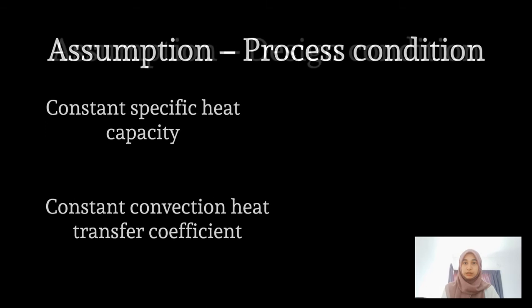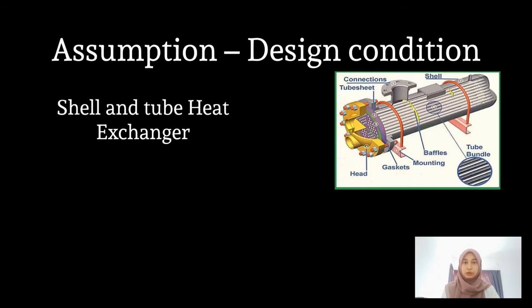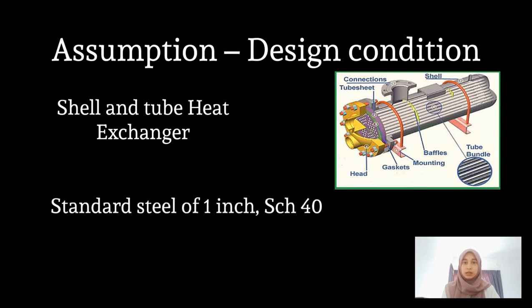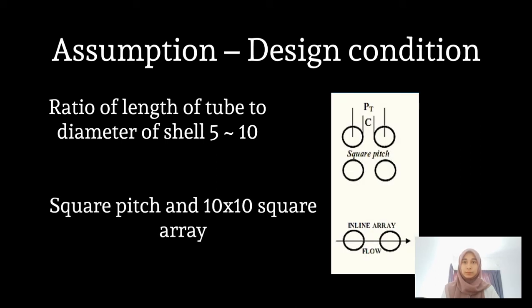For design condition, we assume the type of heat exchanger involved is the shell and tube heat exchanger. For the material, we assume a standard steel of 1 inch, Schedule 40 as suggested by our reference. Next, the ratio of length of the tube to the diameter of shell must be in between 5 to 10. We also assume a square pitch and 10 by 10 square array design is used, which is convenient to calculate the number of tubes in one tier.